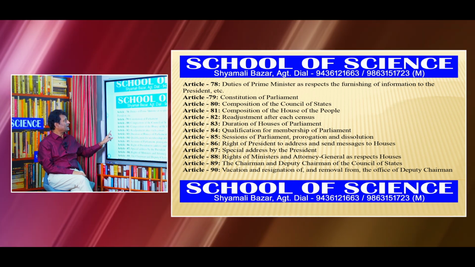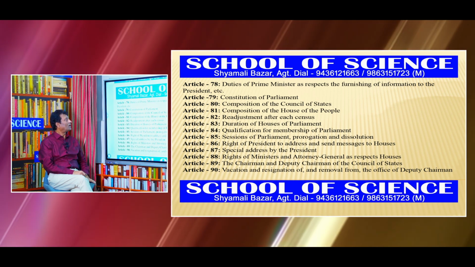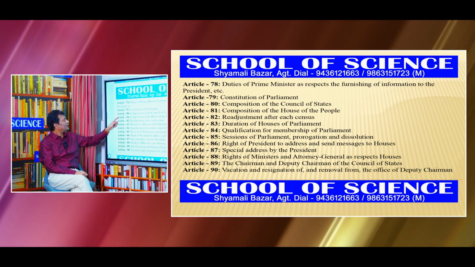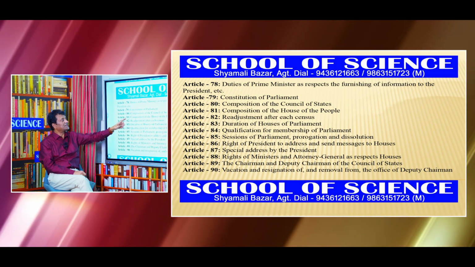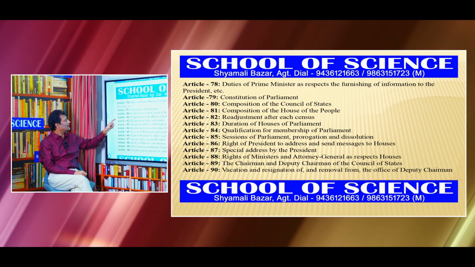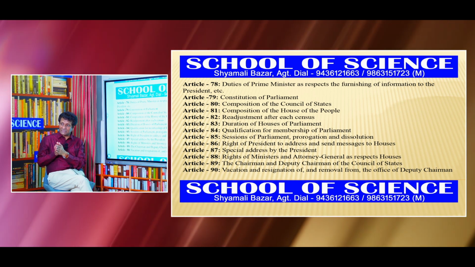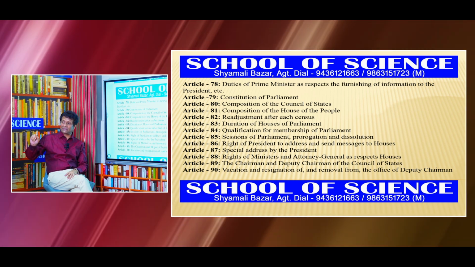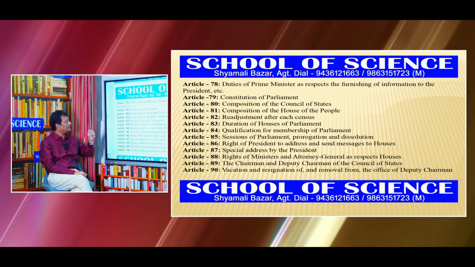Then Article 79 we have the Constitution of Parliament. Then Article 80 is composition of Council of States. Council of States means Rajya Sabha. Article 81 composition of the House of People. So composition of Rajya Sabha is contained in Article 80. Composition of Lok Sabha is contained in Article 81.